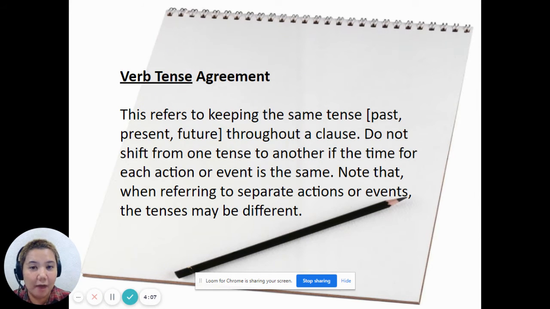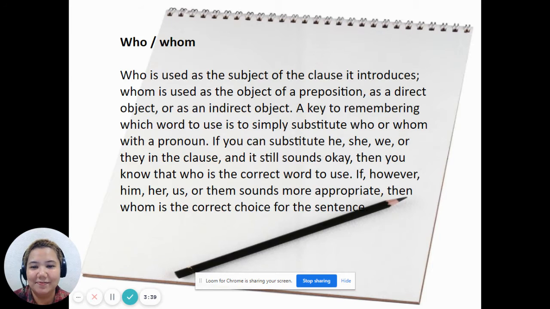Next, we have our verb tense agreement. So this refers to keeping the same tense, your past, your present, and your future throughout a clause. Do not shift from one tense to another if the time for each action or event is the same. Note that when we are referring to separate actions or events, the tenses may be different. So please watch out for your verb tense agreement.